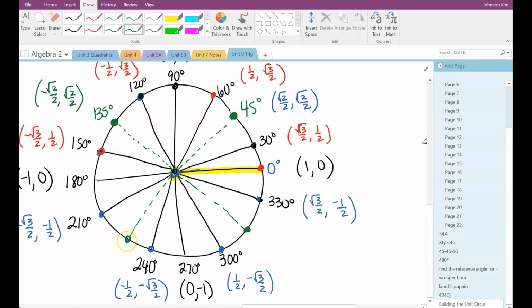Okay, and then I'm going to reflect down here at 225. I go left root 2 over 2 and I go down root 2 over 2. And then over here at 315, I go right root 2 over 2 and I go down root 2 over 2.